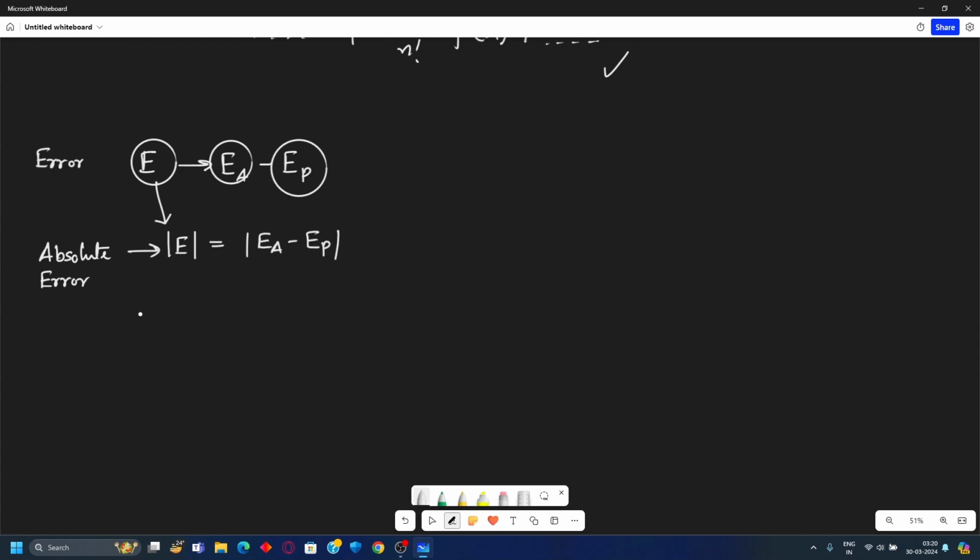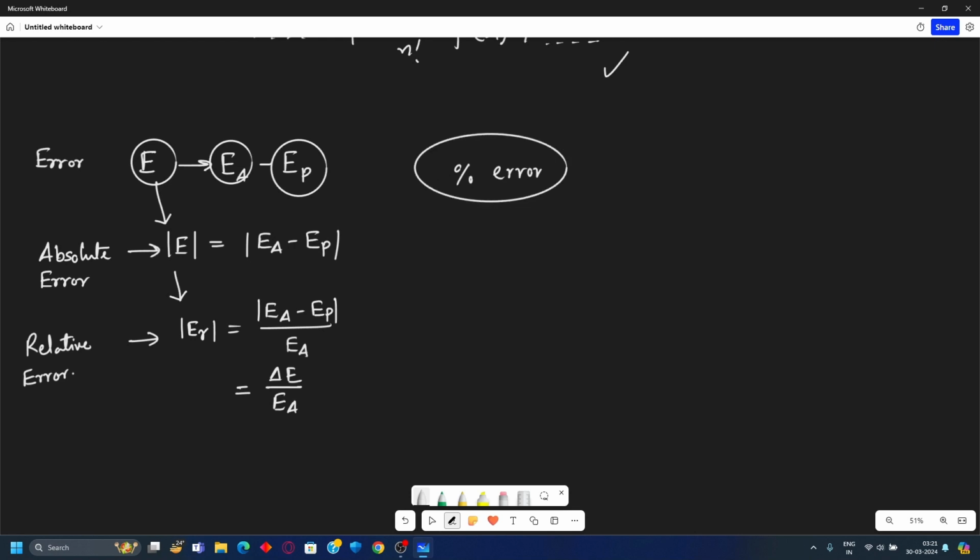And then we must have relative error. Mainly we define relative error in this way: ER equals EA minus EP by EA. And most of the books define this as delta E by EA. That is our relative error. At last, we have percentage error. What is our percentage error? Percentage error is E percentage, that is delta E by E absolute value multiplied with 100%.